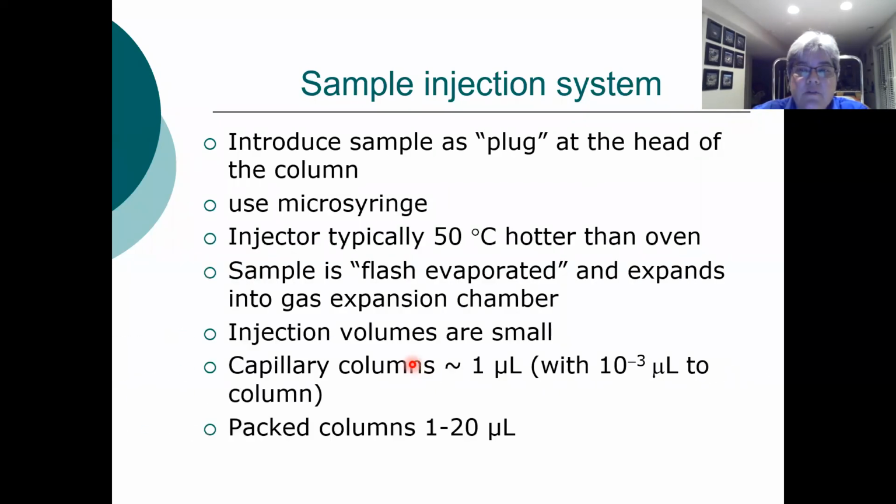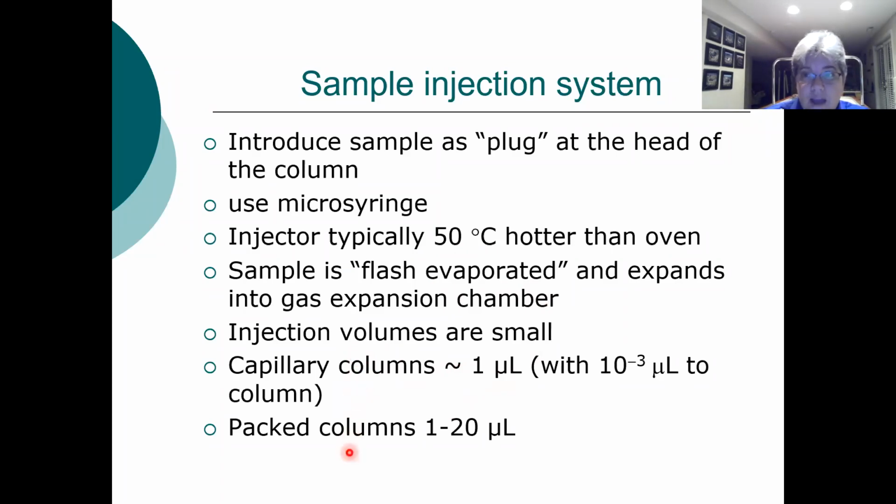Okay, and usually this thing that we inject into, the injector, is usually about 50 degrees hotter than the oven. So what this does is it takes your sample that's a liquid and instantly turns it into a gas. This is called flash evaporation. And notice the amount that we inject is quite small.